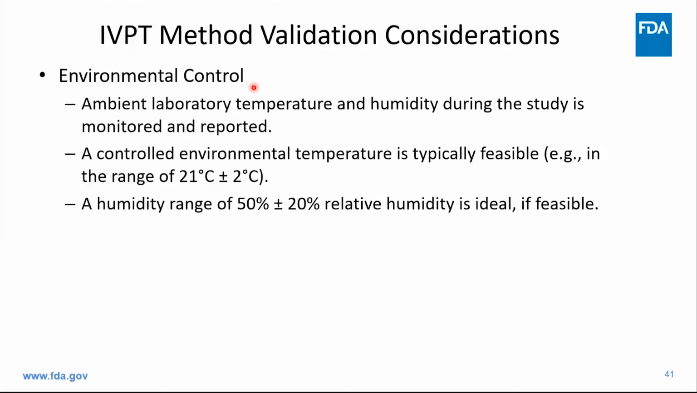Now, in terms of environmental control, ambient laboratory temperature and humidity during the study is monitored and reported. It's typically feasible that the temperature can be pretty precisely controlled within, for example, 21 degrees plus or minus 2 or 25 degrees plus or minus 2. The humidity can be more challenging. So it's nice to have a target, if possible, of 50% plus or minus 20%, but this is not always feasible. And if it isn't, then what's really most important here is that the test and reference products experience the same conditions throughout the test, even if that means that the humidity is changing across the duration of the test, that the test and reference products are dosed in the same donor in parallel under identical environmental conditions.